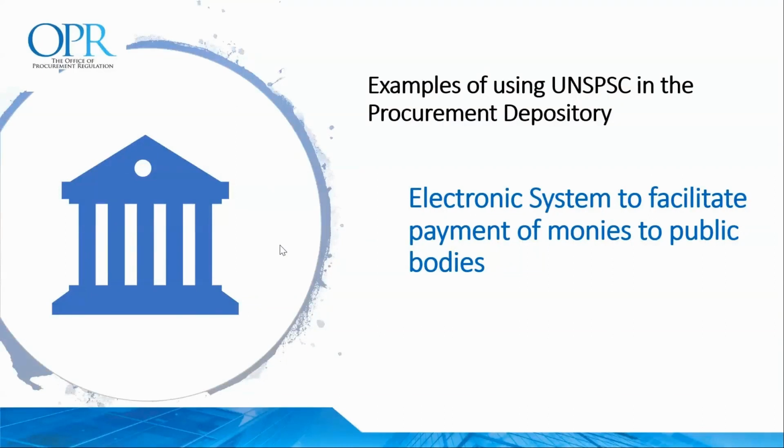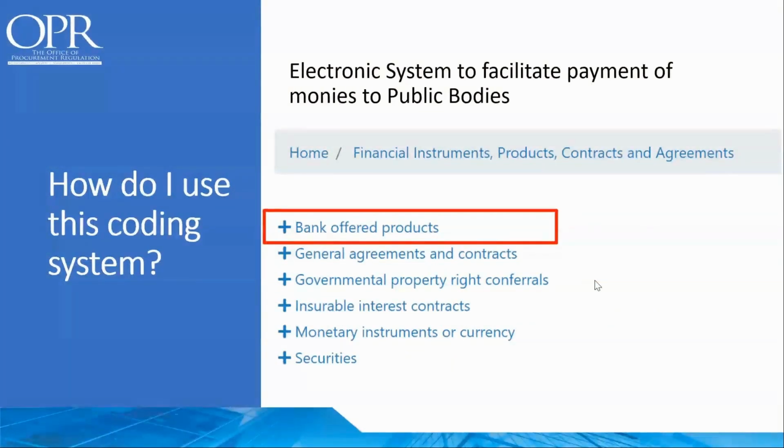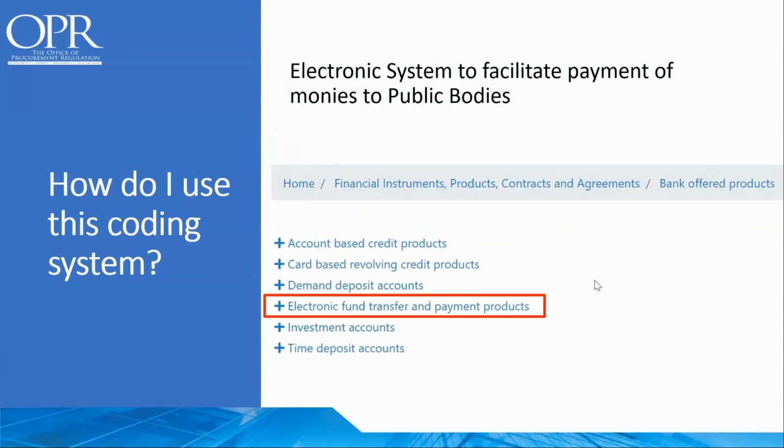And the third example here was taken from an actual advertisement from a public body who was seeking the supply of an electronic system to facilitate payment of monies to public bodies. So when we look at the categorization of this particular service, it was found under financial instruments, products, contracts, and agreements. The second level will then be bank offered products. The third level will now be electronic fund transfer and payment products.